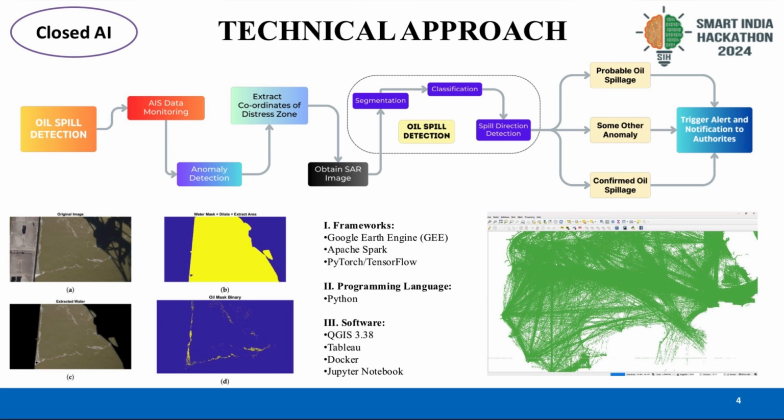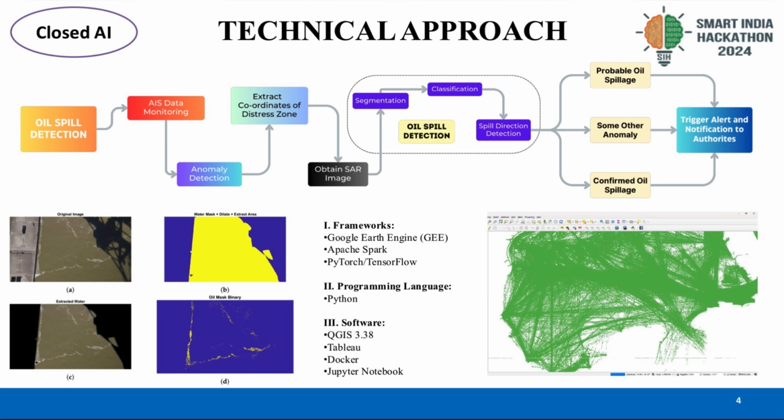Then, the SAR images are segmented to separate potential oil spill regions from the background using PyTorch and TensorFlow in Python. Machine learning algorithms such as CNN, or convolutional neural networks, are employed to classify the segmented regions as either oil spill or other anomalies. Then we analyze the direction of the oil spill based on factors such as wind and ocean currents.